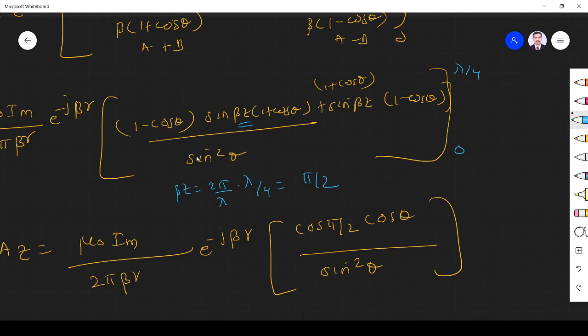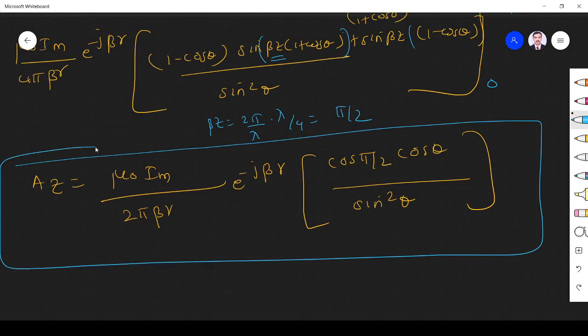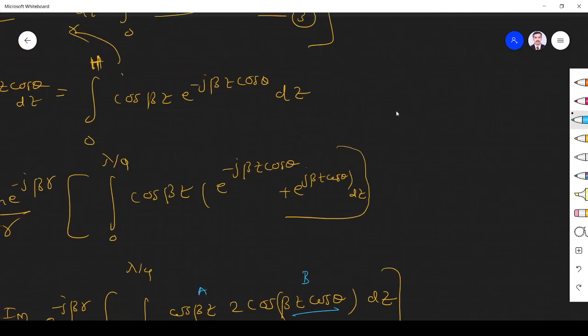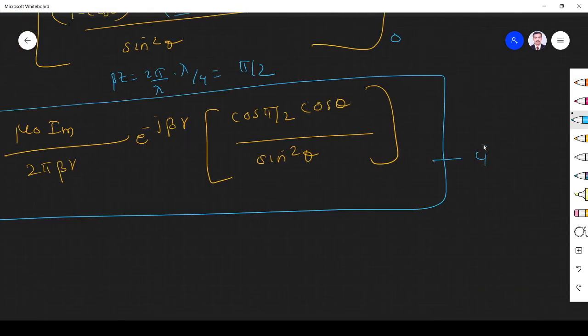So what you get is sine beta z, right, into 1 plus cos theta, this is one term, this is another term, right? Okay, so 1 plus cos theta into 1 minus cos theta, right? So you can manipulate this, and what you get is, this is the equation, right? Substitute all the values, you get A Z is like this. Okay, so let us assume this is equation number 4, right? So this is equation number 4.